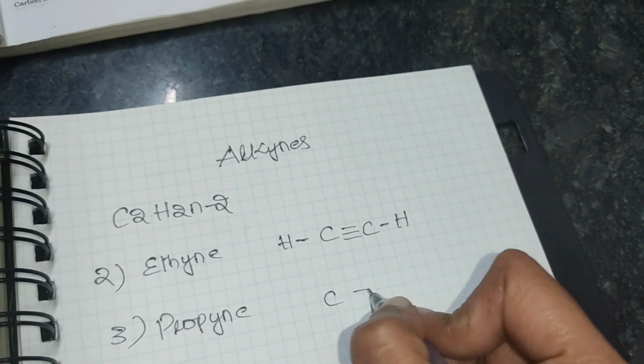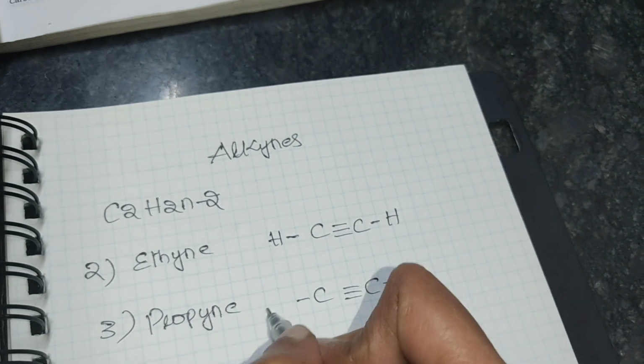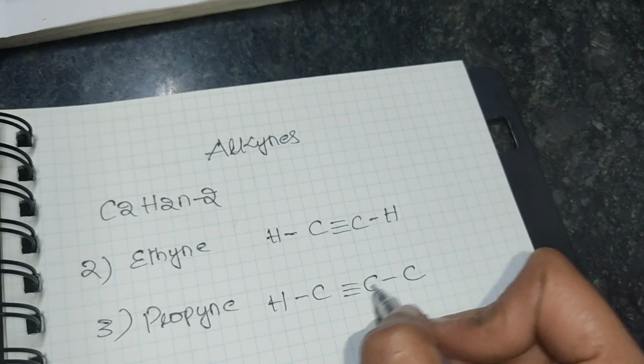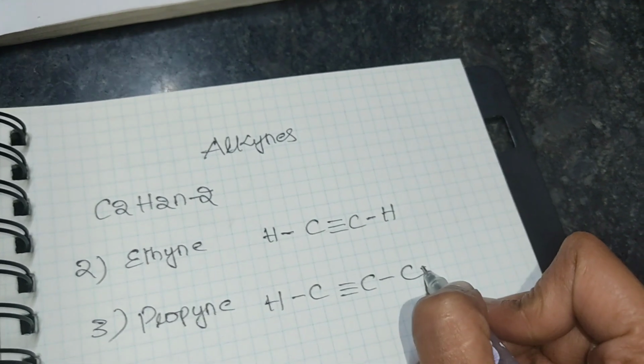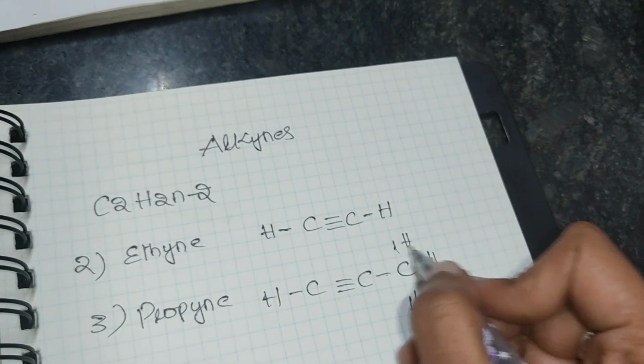So 3 carbon atoms. I wrote in the first only. So 1, 2, 3 is balanced. So 4. Here 1, 2, 3, 4. All are balanced. No hydrogens. Here 1 is there. So 3. So 1, 2, 3, 4, 5.